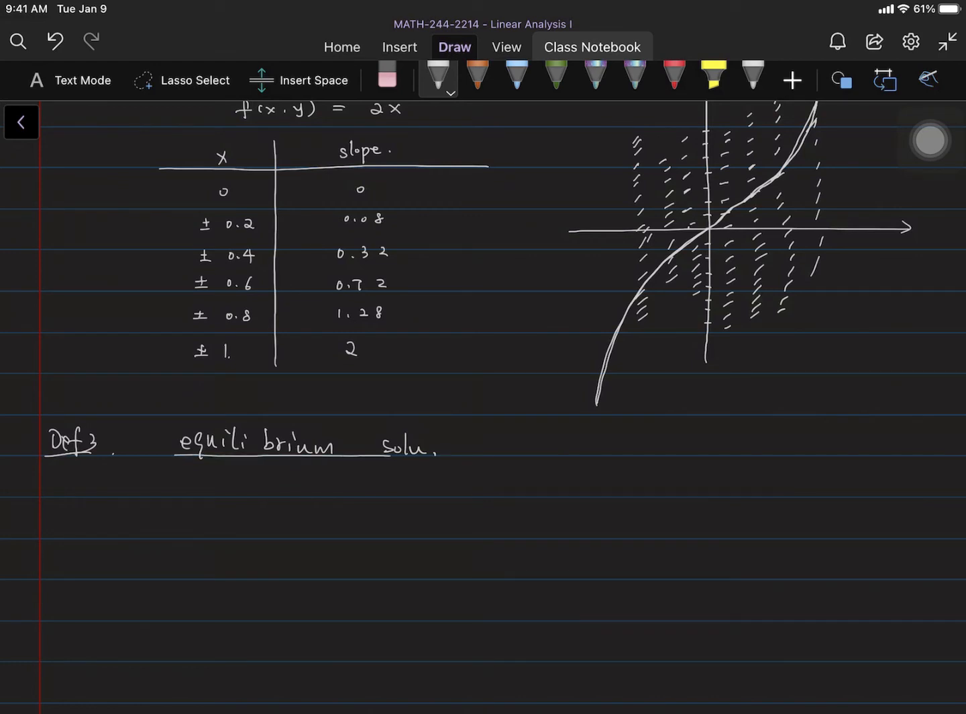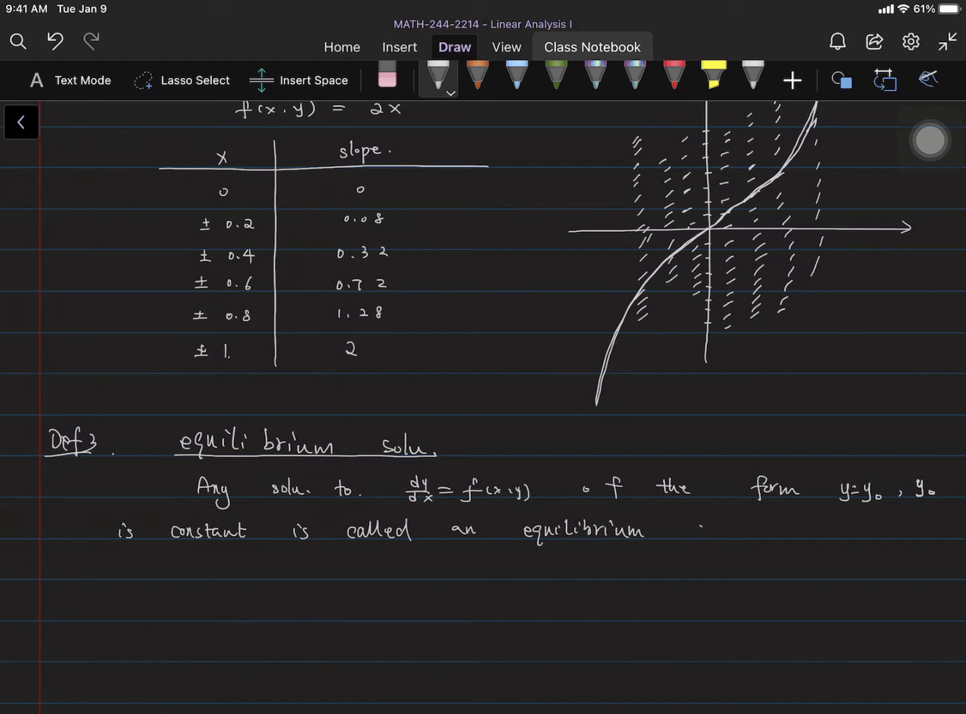So equilibrium solution means the solution is a constant. That means any solution to dy/dx equals f(x,y) of this form, a constant solution y equals y naught, where y naught is a constant, is called an equilibrium solution to the differential equation.